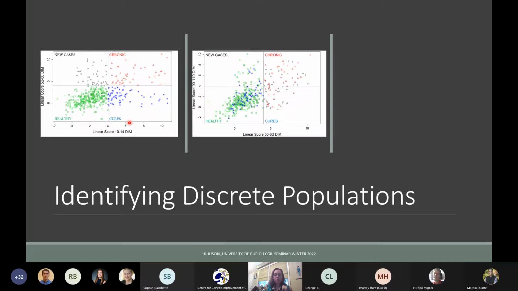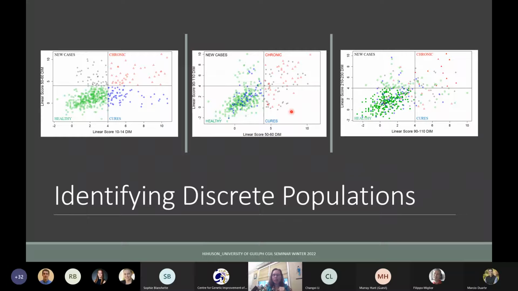Now moving on, we put the 50 to 60 days on the x-axis, and we brought in a new time point, the 90 to 110 days. We left the animals at the same color they were, but look how some of these animals have moved quadrants. Some of the healthy animals became new cases. Some of our new cases are now chronic across these two time points. Some of the chronic actually cured by this last time point. And we bring it to the very last time point. You can again see how the animals have moved.